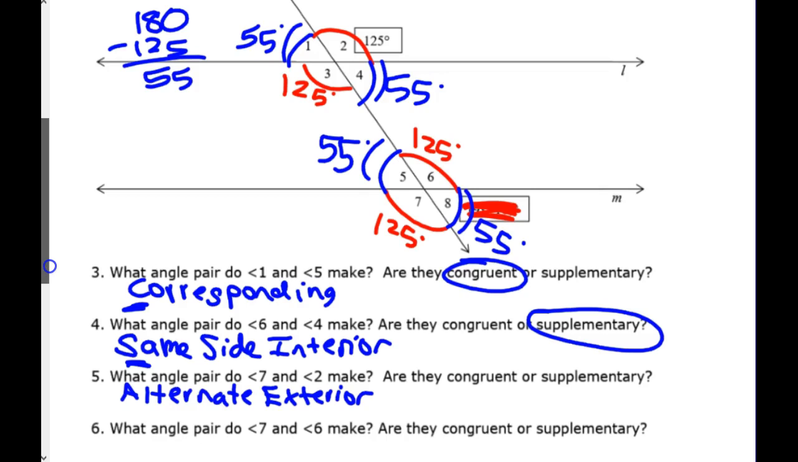And you might remember, or maybe not, alternates are congruent. And you can tell because look, this one's 125, this one's 125. So alternates are always congruent.